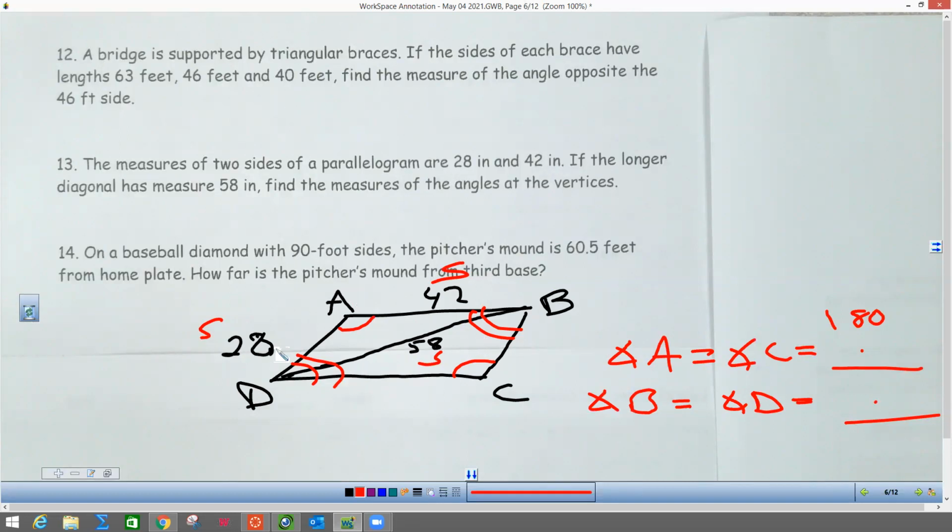I would use the top one because I put the numbers here. Do you want to come down here and make that 42 and 28 and use this bottom one? You can use the bottom one. But you just draw one of the triangles. So if I draw the top triangle, that's A, that's D, that's B. This is 28, this is 58, and this one up here is 42. So which one are you going to use out of the cosine formulas?